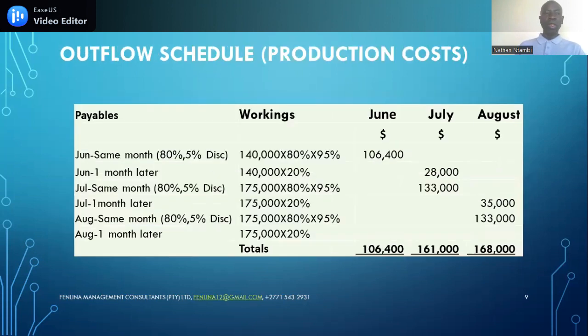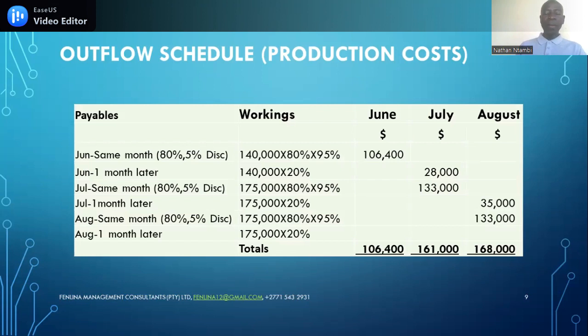Then we need to work out a payment schedule. We start with 140,000 times 80% times 95% because you are going to get a discount for purchases made in the same month and paid for in the same month, which is, in this case, 106,400 US dollars. And then a month later, it's going to be 140 times 20%, which is 28,000.